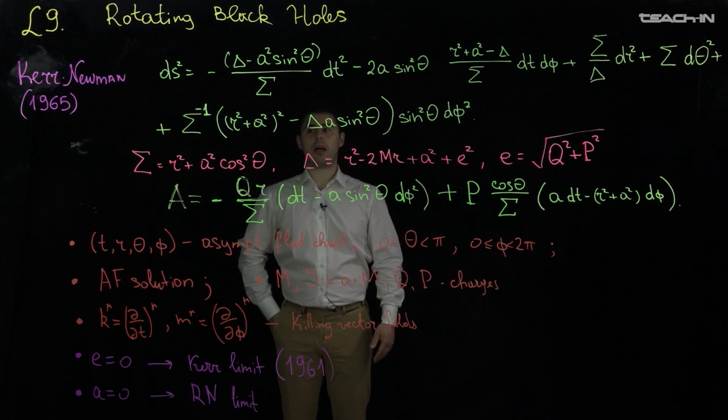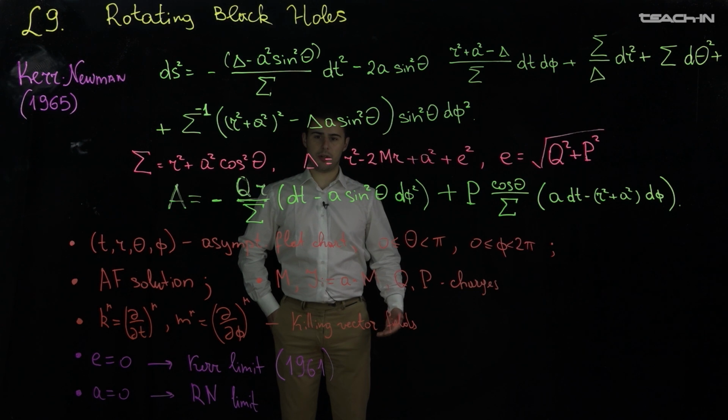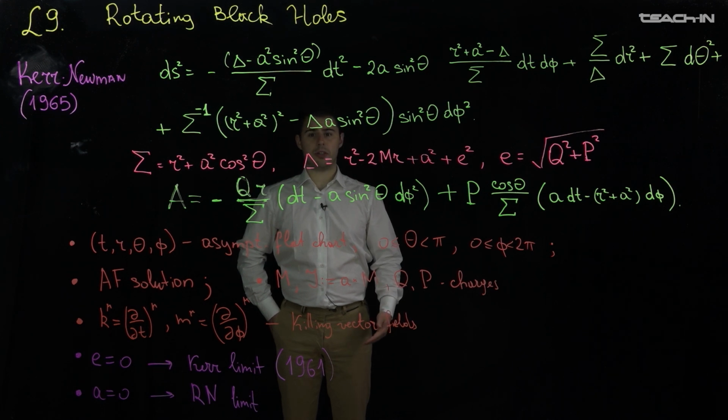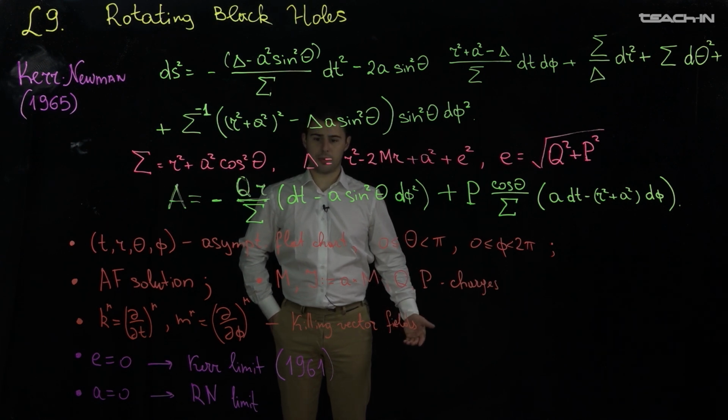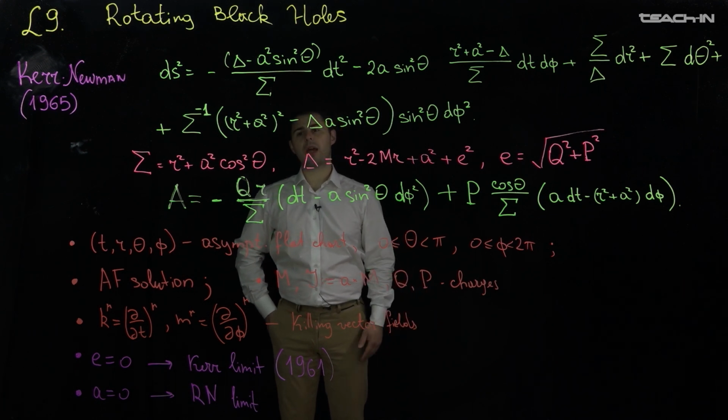So, first of all, the Kerr-Newman solution is the most general asymptotically flat solution that is stationary and axisymmetric. We will touch these details in the next lectures. This will be covered when we discuss uniqueness theorems.